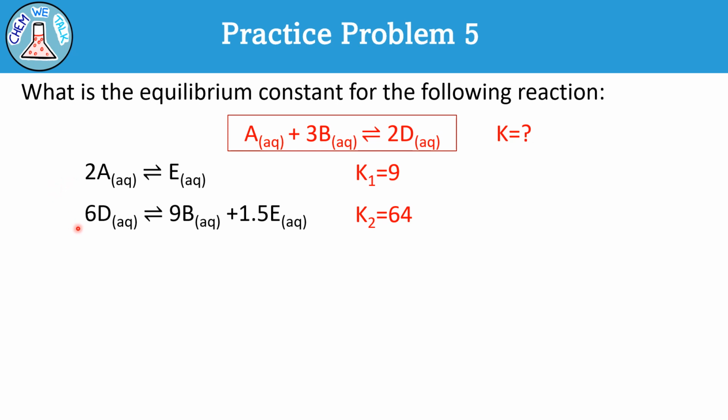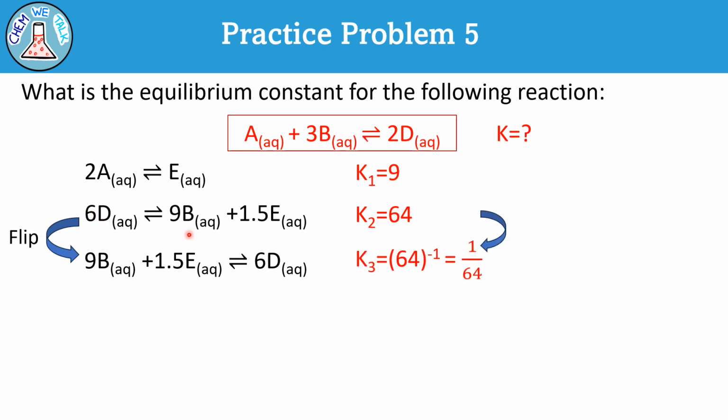Now we have D on the left side on this reaction, but on the ideal reaction, it is on the right side. And then B is on the right side on this reaction, but in your ideal reaction, it is on the left side. So one thing we should conclude from this is that we need to flip this reaction to make the reactants and products on the right side. And remember, if I flip the reaction, what happens to your K is just going to be the reciprocal. So if it used to be 64, now it is 1 over 64.